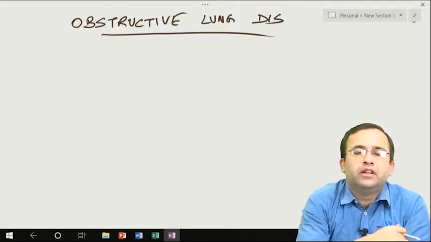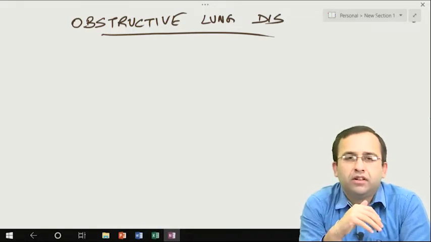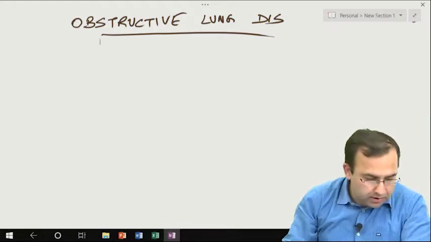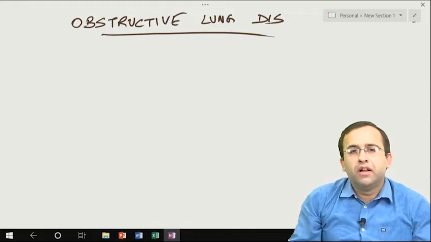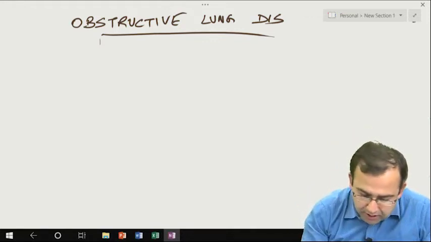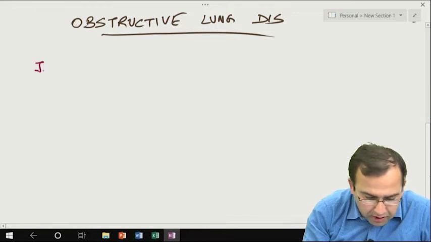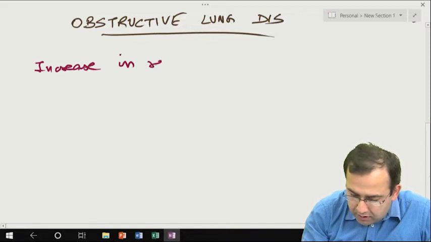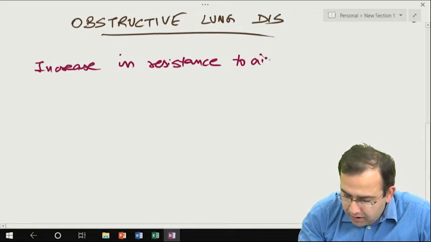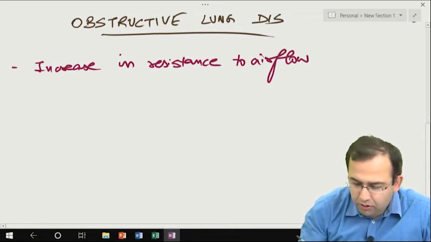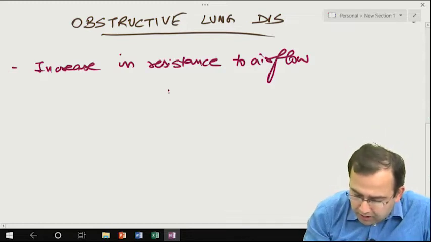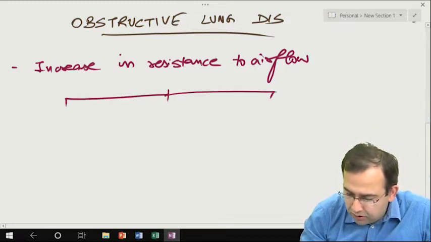Okay friends, so this gets us to a second category of lung diseases and an important one, that is obstructive lung diseases. Starting with obstructive lung diseases, their common feature is that it is associated with increase in resistance to airflow. This is the common feature. Next point, there are four main obstructive lung diseases. We'll do each one of these one by one.